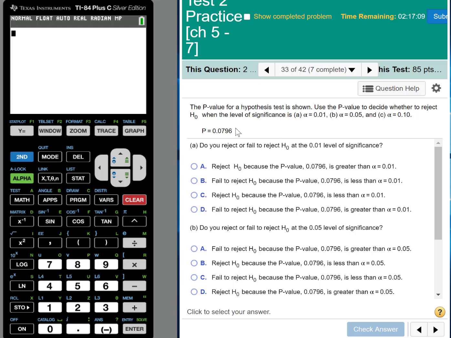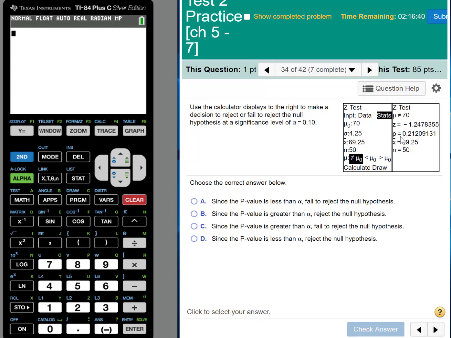Look at this p-value here. It's 0.0796. It's bigger than 0.01. If you use alpha 0.01, it's bigger, so you fail to reject H0. It's bigger than 0.05, you fail to reject H0. But for 0.10, the p-value is less than 0.10, you reject H0. So your answer for A, fail to reject H0, for B, fail to reject H0, and for C, reject H0.